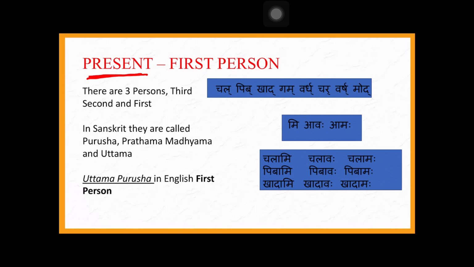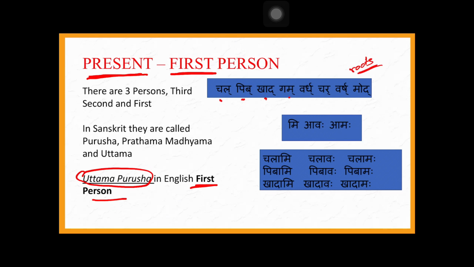In that way. Then first person, which means Uttama Purusha, right? Uttama Purusha, I have written here. How to use them? Uttama Purusha, the first person in Sanskrit is the point now. Once again, you can go over here. See, you can find all the verbs over here. Chalati, pibati, khad, chal, pib, gam, all roots. Verbal roots you can find over here.